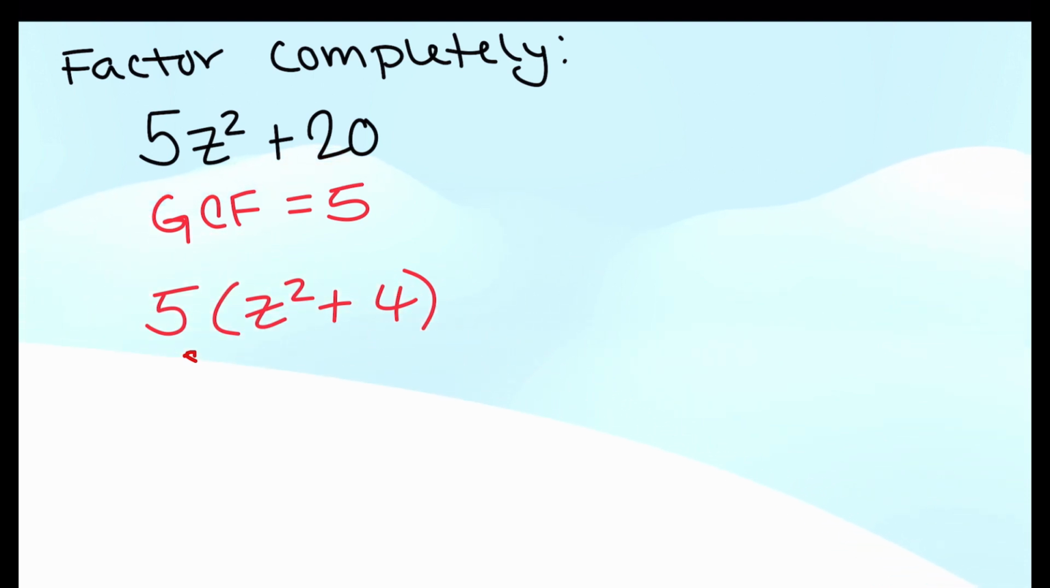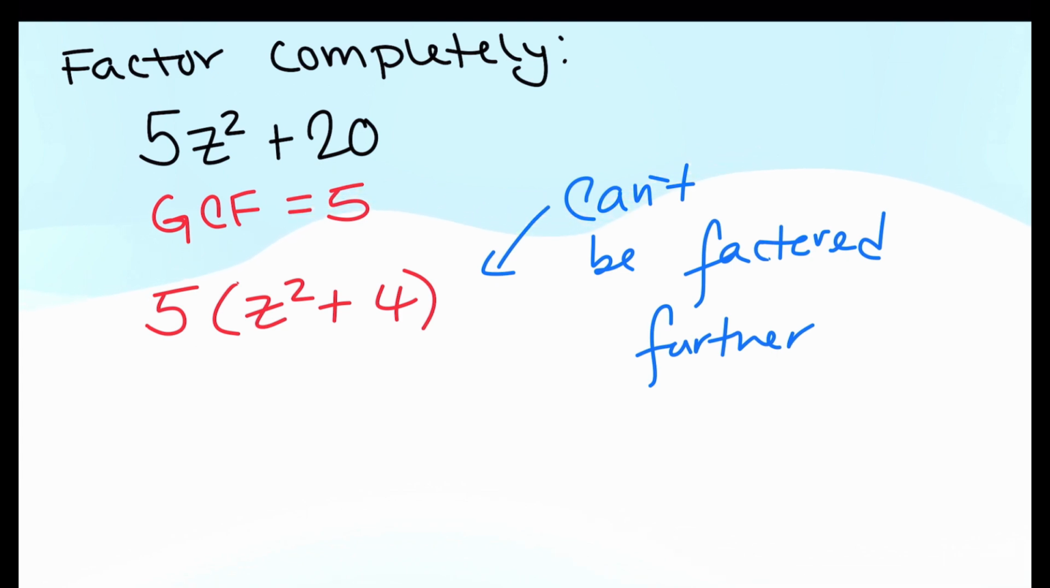Now, is this a difference of perfect squares? 4 is a perfect square, but notice we don't have that minus sign. That's important. Our pattern only works for subtraction, a difference of perfect squares. And so when you have a sum of squares like this, z squared plus 4, this cannot be factored any further. And my final answer is 5 times z squared plus 4. We just can't go any further with this one.